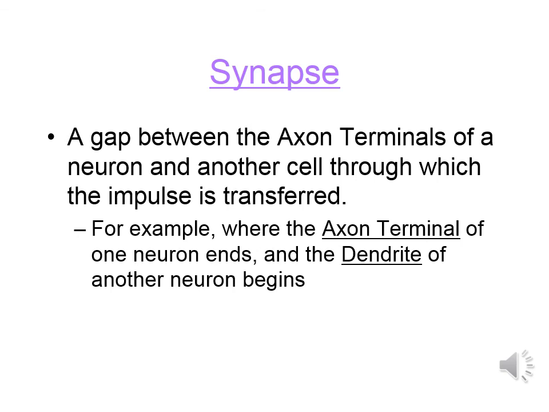So the synapse is a gap between the axon terminals of a neuron and another cell through which the impulse is transferred. For example, the axon terminal of one neuron ends and the dendrite of another begins. You'll see a little picture at the end where you see that little gap, because the axon terminals never really touch anything. They never touch what they're attached to. There's always a little gap.